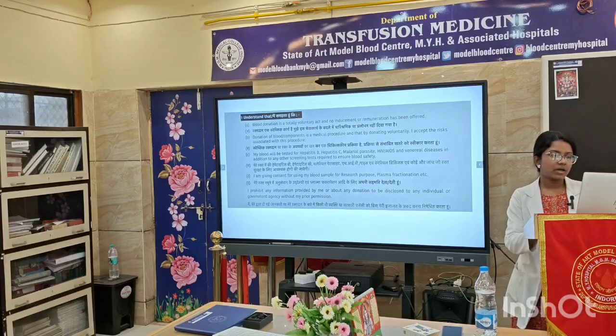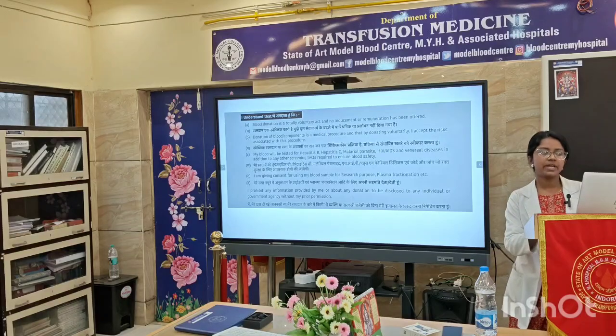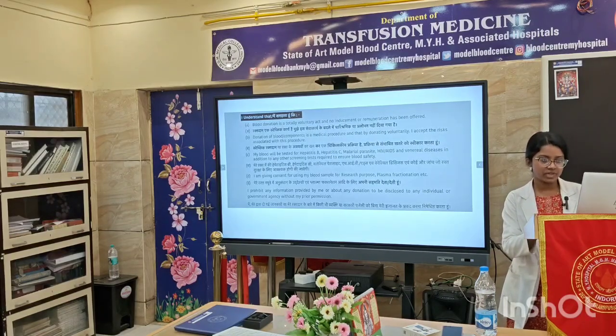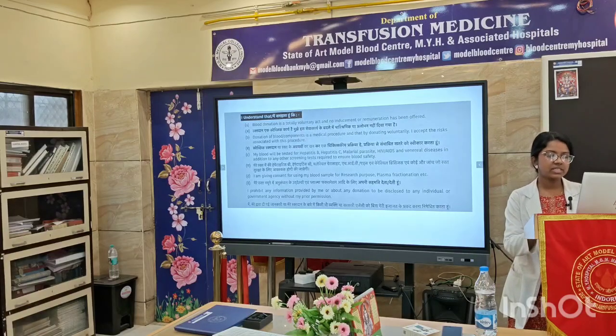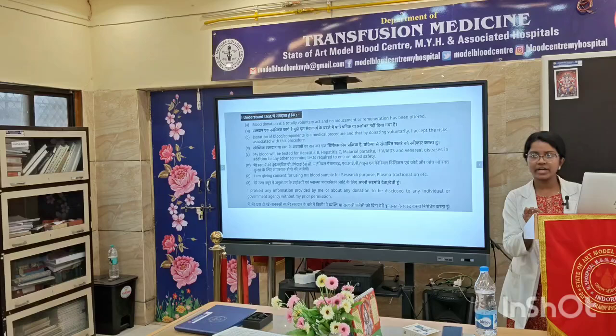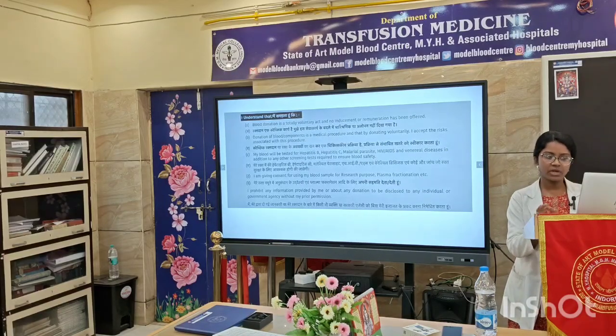So in our blood bank, this is the donor questionnaire. Here in point C, we have mentioned those points. That is, my blood will be tested for hepatitis B, hepatitis C, malarial parasite, HIV, AIDS, and venereal diseases, in addition to any other screening test required to ensure blood safety. So we have already obtained consent from the donor for all these tests. This is the basic step we have to do, and we are doing it.